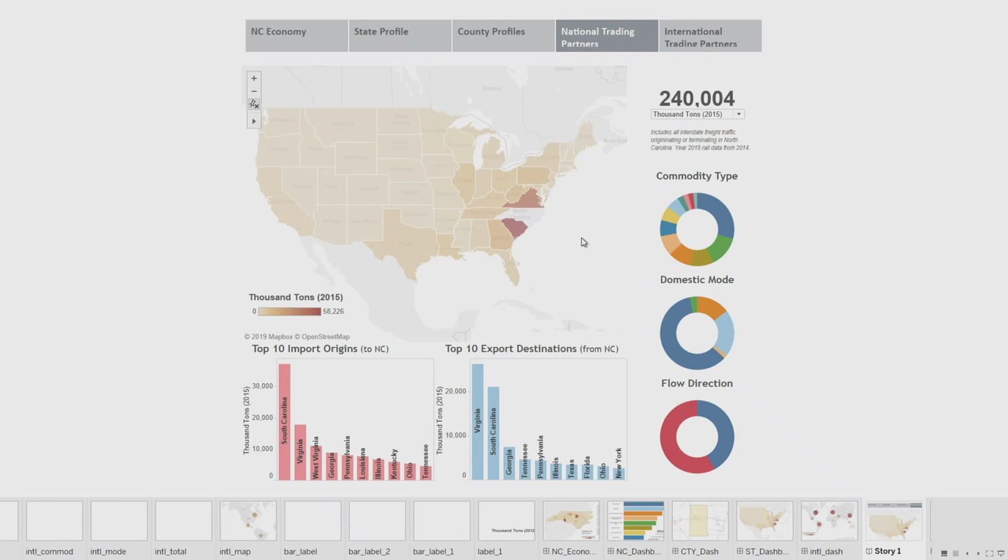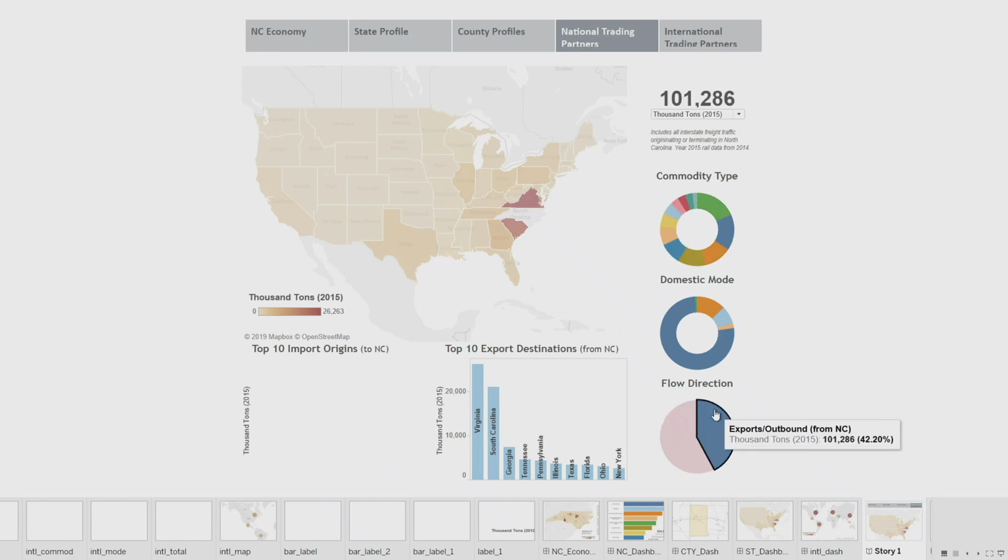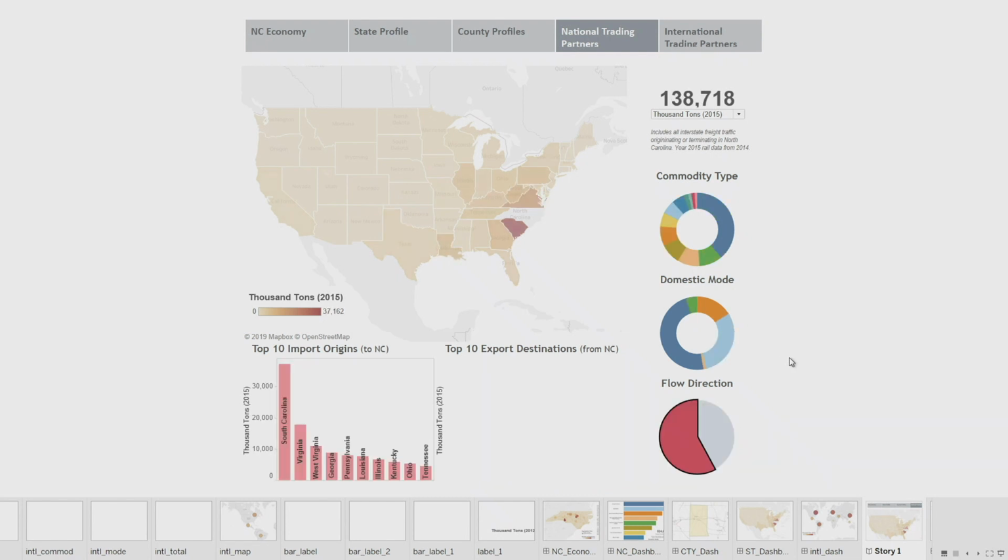But in this case, we ended up just doubling up this data set and then subtracting out the relevant stuff, so we didn't double count, but being able to show both what's going in and coming out of North Carolina. And so by filtering on that, we can look at that in a little more detail and split those up by direction. Again, commodity types here, the mode through which it moves.